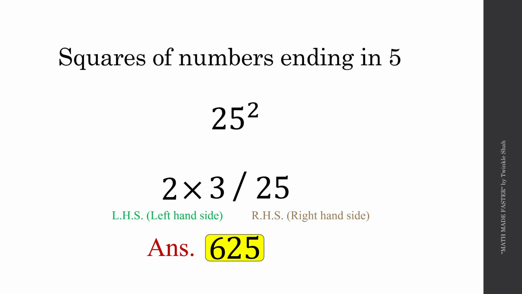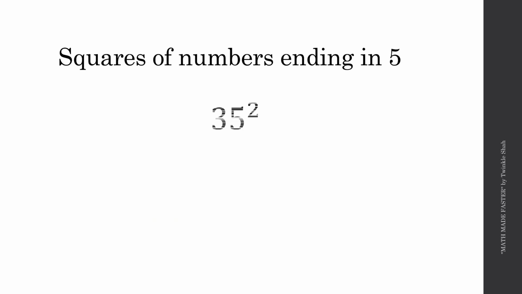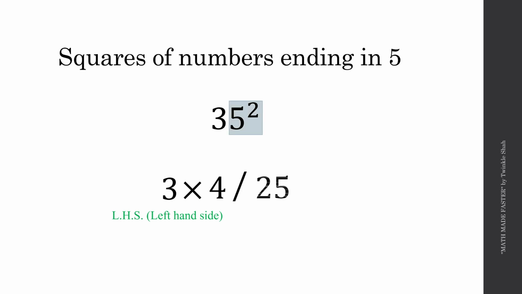I hope you guys are enjoying this technique. Let's do another example. 35 square. Take the 3 as it is, add 1 to the 3 and multiply with 3. So we get 3 times 4. We call this left hand side. Take the 5 square, which equals 25. We call this right hand side.